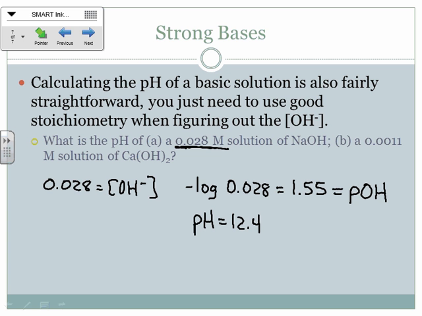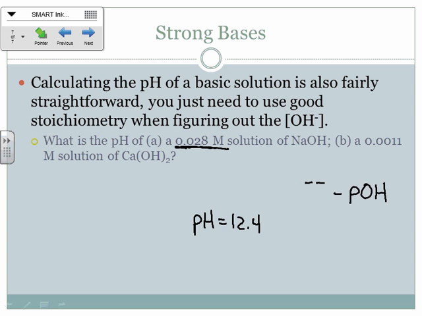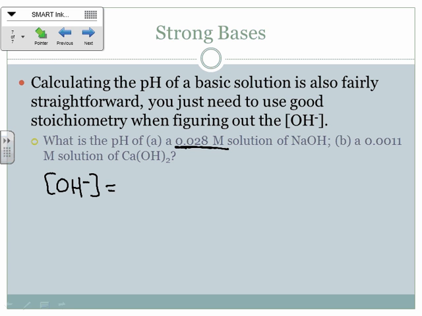Okay, now for B, we've got a 0.0011 molar solution of Ca(OH)2. What's the trick on this one? Okay, there's two OH minuses there, so as soon as you put that into water, it's going to dissociate, and you're going to have twice as many moles of OH minus as you did of the whole thing. Okay, so our concentration of OH minus here on letter B is going to be 0.0022. Almost used my calculator for that.